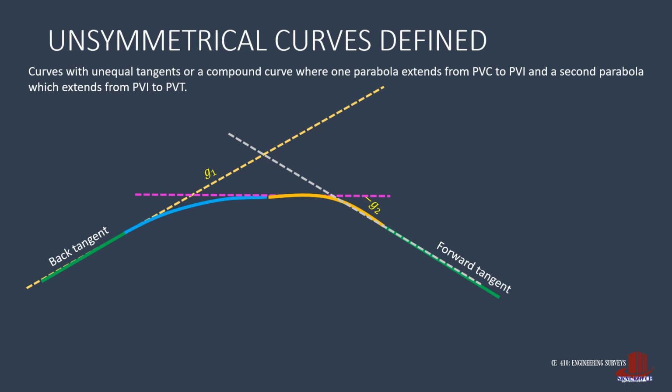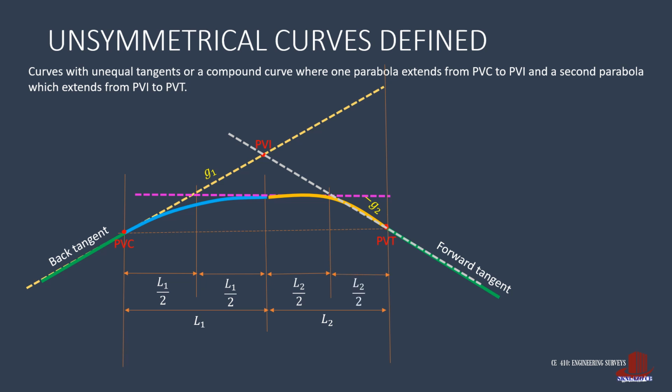The point ending the back tangent is PVC. Then PVT also ends the curve. Then, the long chord is the connection of PVC to PVT. For the horizontal distances, the first curve has length 1, then from the first PVI, this length is cut into half as this is a symmetrical curve. The connecting curve has length 2, and because this is also a symmetrical curve, from the second PVI, there are also lengths divided by 2.